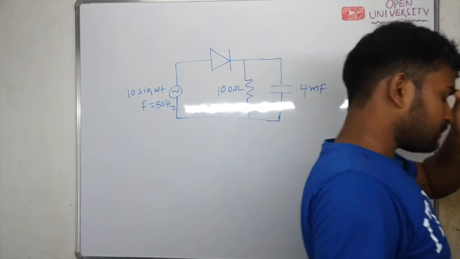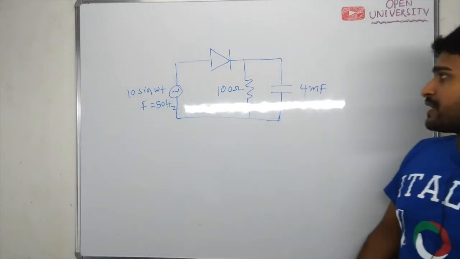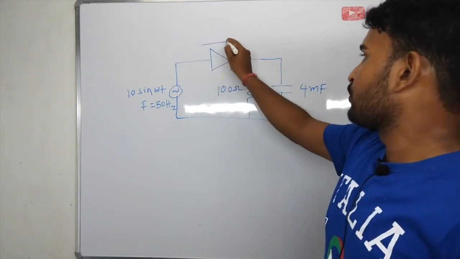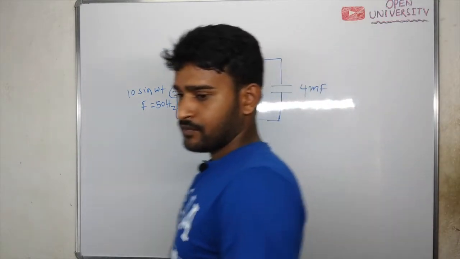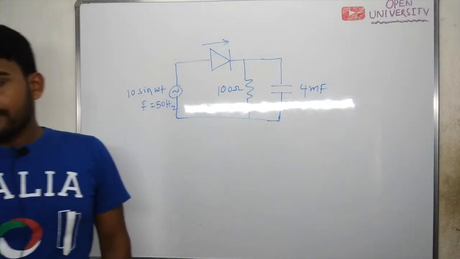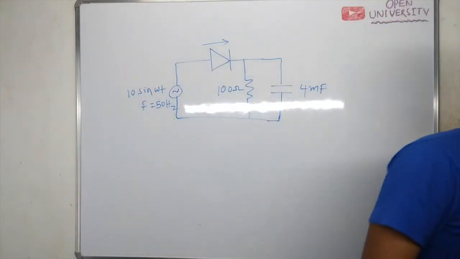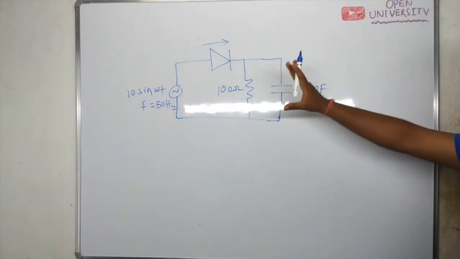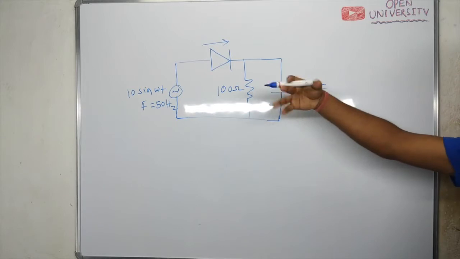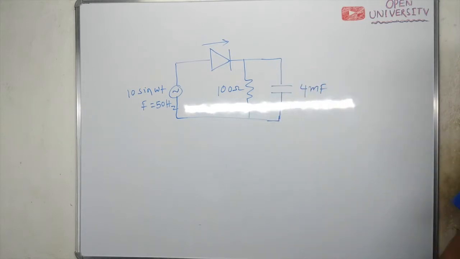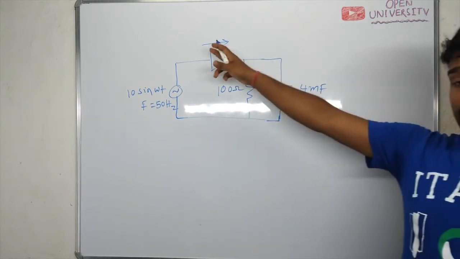Okay, and the question is, what is the average current through the diode? The average current through the diode is approximately what? While discussing half wave rectifier with capacitor filter, we are doing some analysis. We are calculating the average current through the diode.